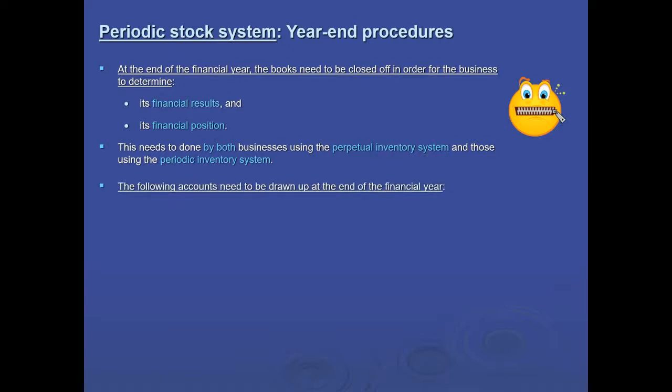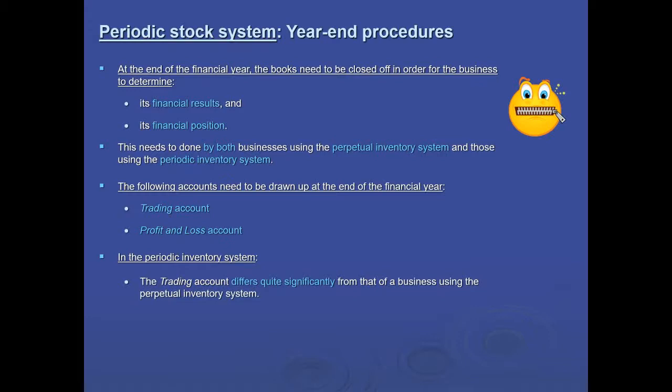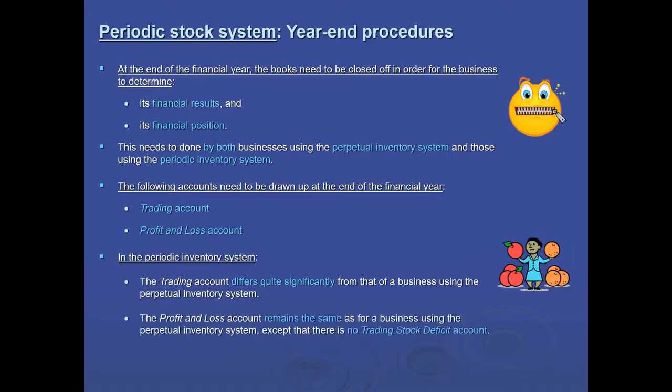The following accounts need to be drawn up at the end of the financial year: the trading account as well as the profit and loss account. In the periodic inventory system, the trading account differs quite significantly from that of a business using the perpetual inventory system. The profit and loss account remains, however, the same as for a business using the perpetual inventory system, except that there is no trading stock deficit account.